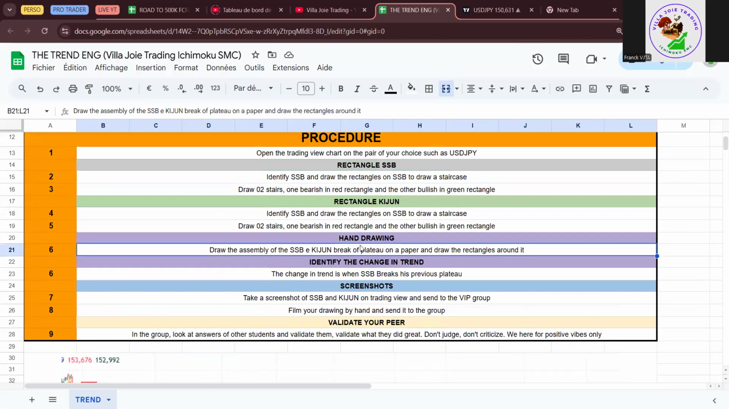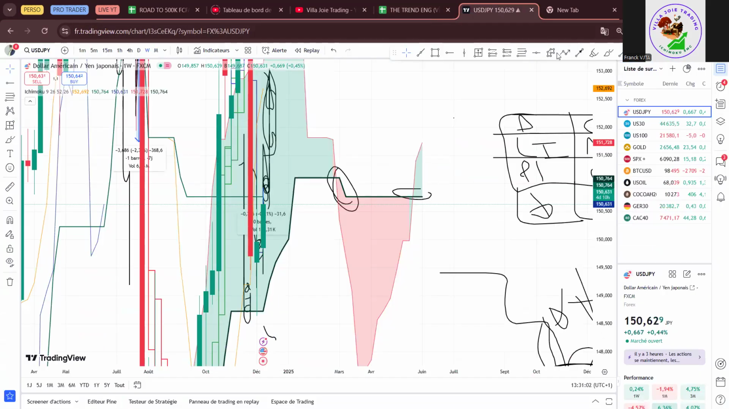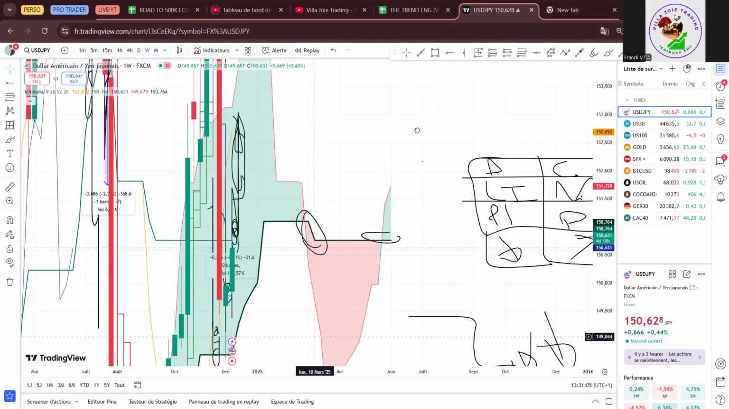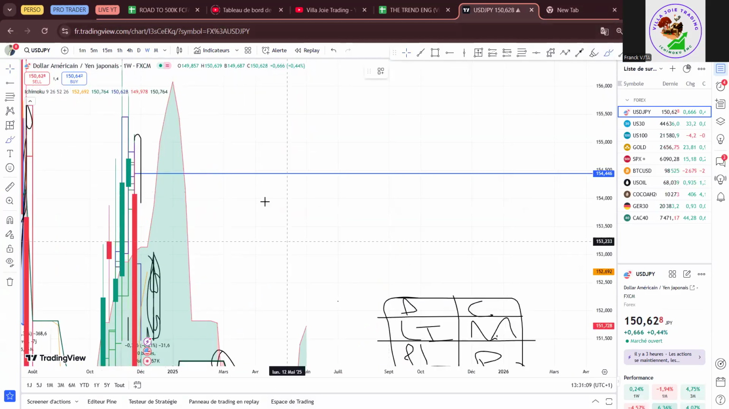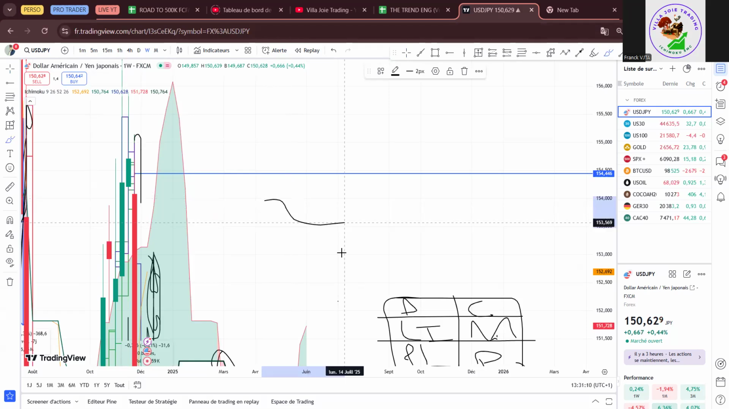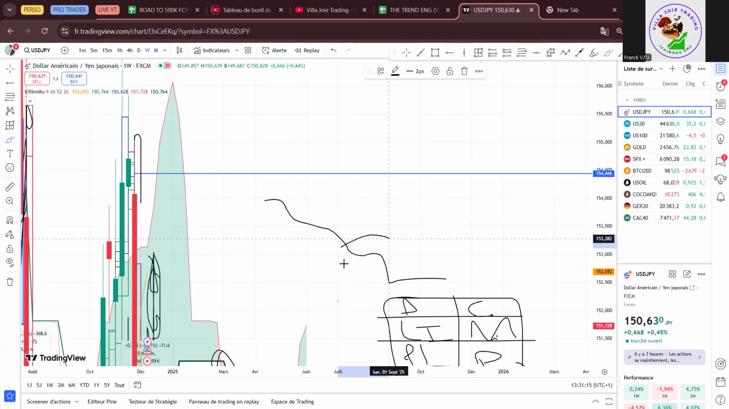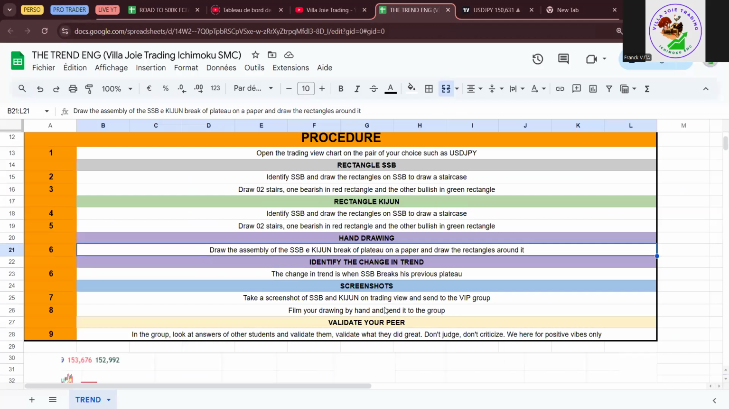and then do a hand drawing. A hand drawing like me, you can just do a hand drawing to help you master the information later. A hand drawing like when I draw like this, right? You can just do it like this, and then you draw rectangles on a piece of paper, and then you send it in the group, and students will give you their opinion. Just a simple hand drawing of a downtrend and an uptrend, right?